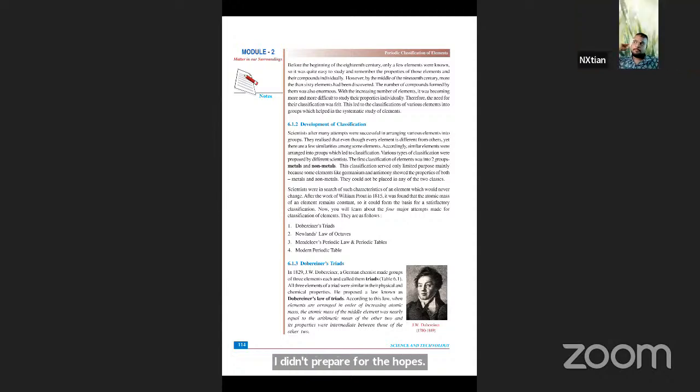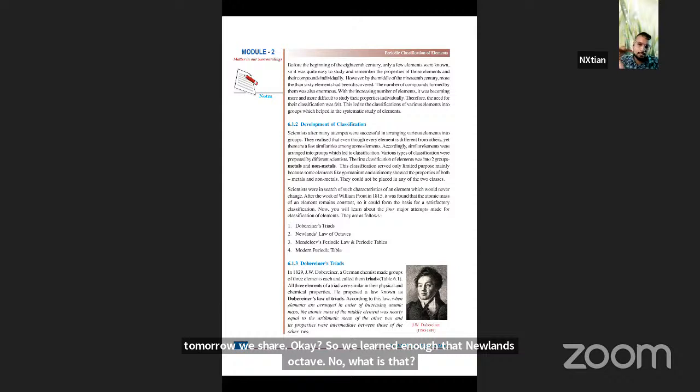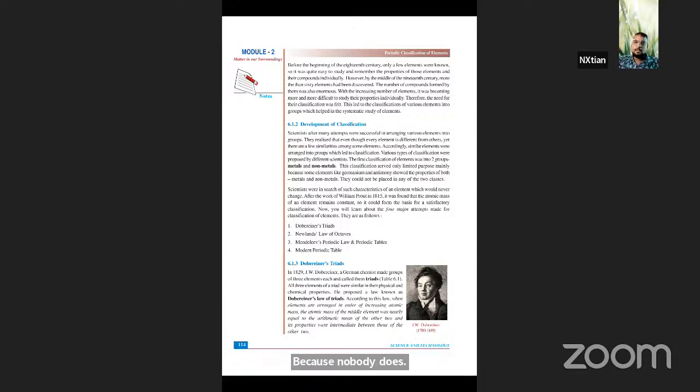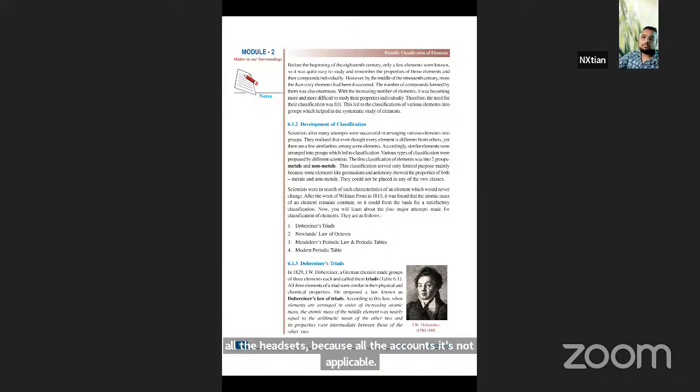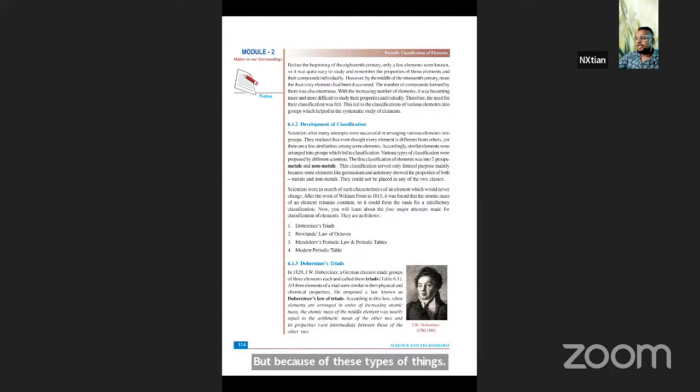Okay, so tomorrow be prepared. We learned now Newland's octave law. Because of noble gases, he has to make one more column for that. Because of that, the octave is not properly followed, and he arranged the elements up to calcium only, not all the atoms, because for all the atoms it's not applicable. Because of these things, Newland's octaves got rejected.